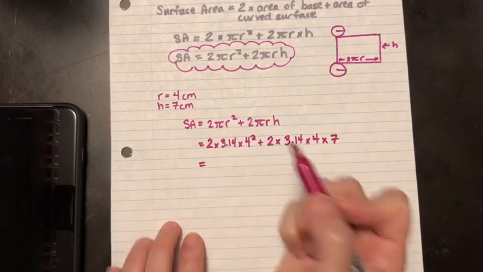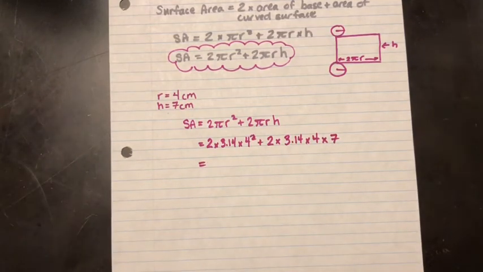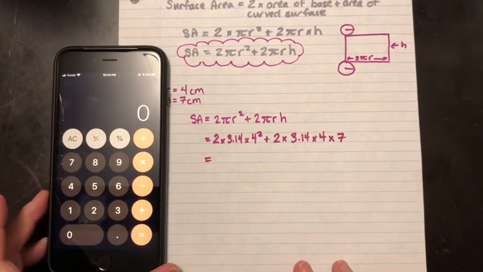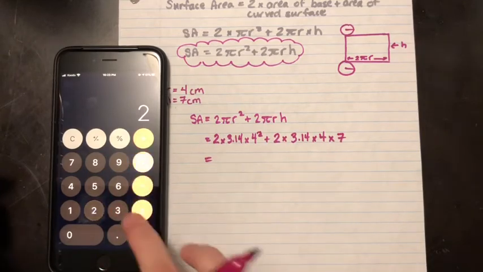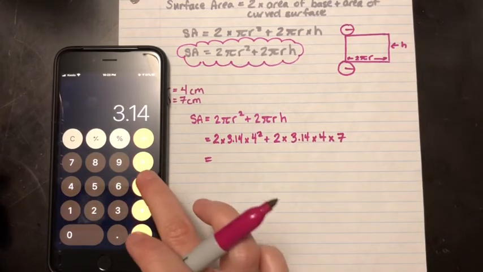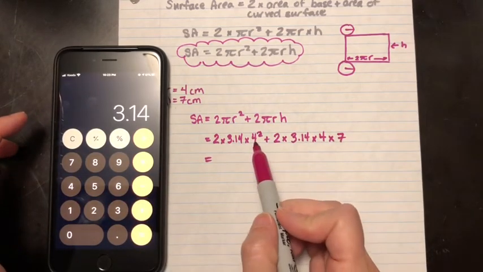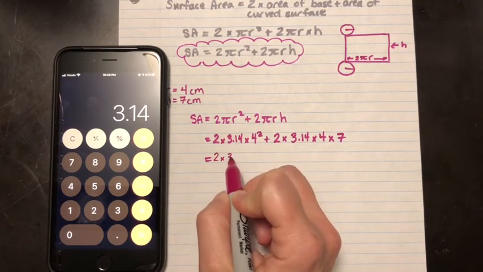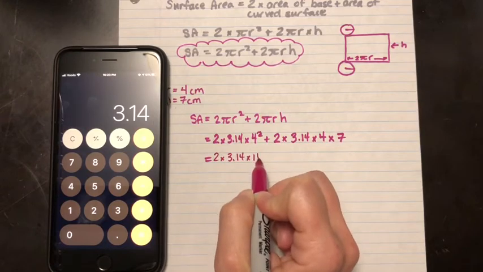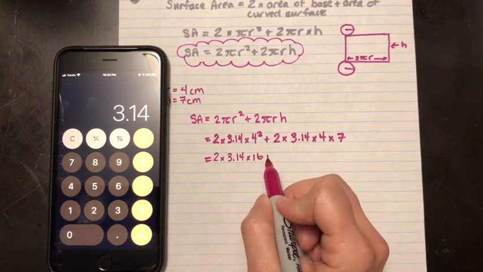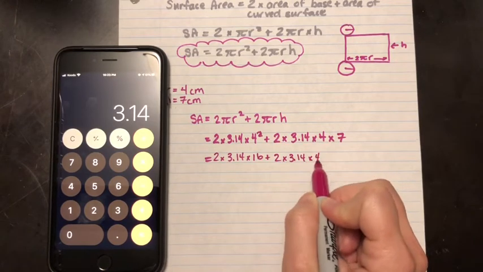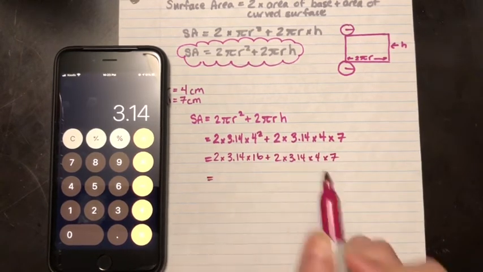All right, so now I just need to get out my calculator again. I'm going to type in my code. Here we go. All right, so I'm going to go 2 multiplied by 3.14. Oh, actually, I have to do this step here. I've got to do my square first. So I'm going to write everything out. I'm going to go 2 times 3.14 times 16, because 4 times 4 is 16, plus my 2 times 3.14 times 4 times 7. Okay, so now I'm ready to go.